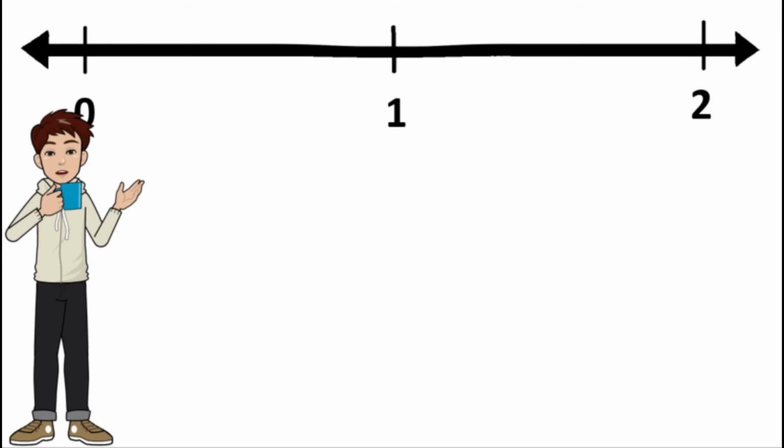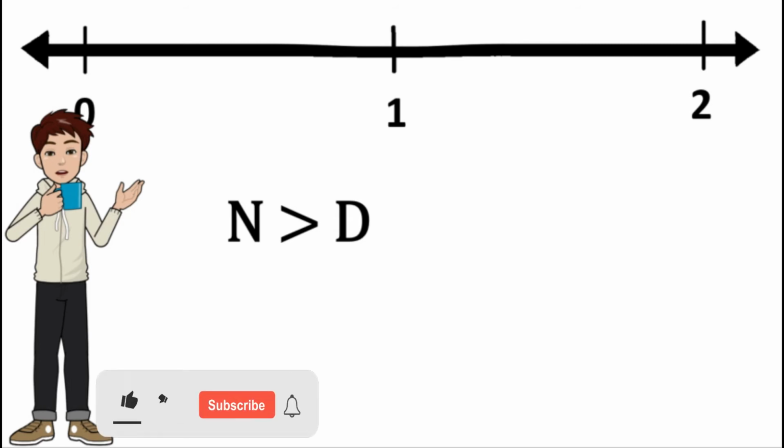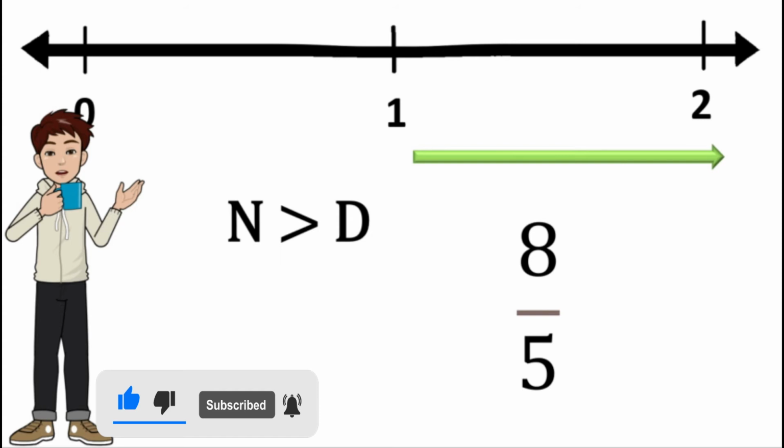The next type of fraction is when the numerator is greater than the denominator. We call such type of fractions improper fraction. Their value is greater than 1 and they go on and on forever. For example, 8 by 5. They are located on this area of the number line. I've drawn an arrow to just show you that it is greater than 1 and it goes on and on forever, as I mentioned earlier.